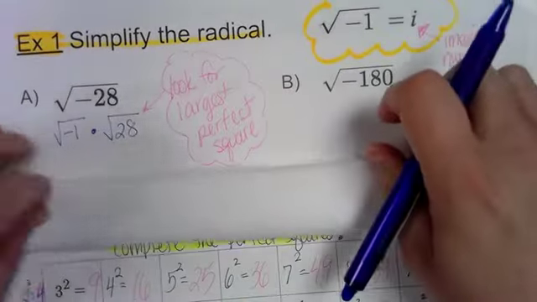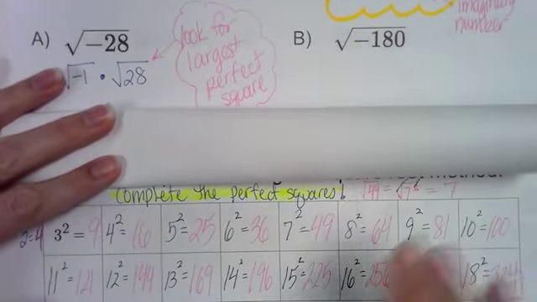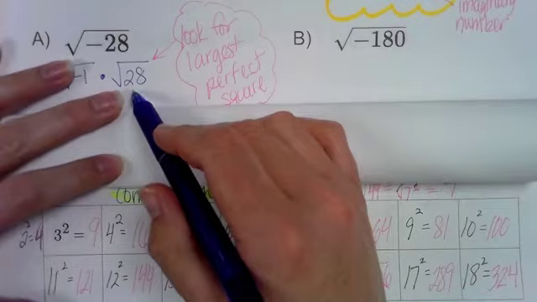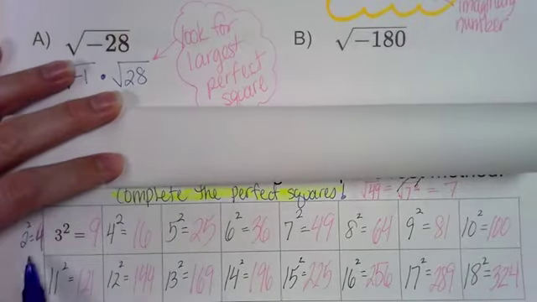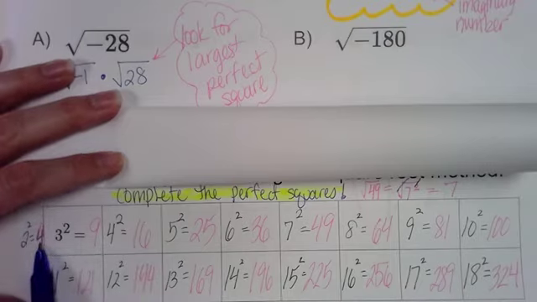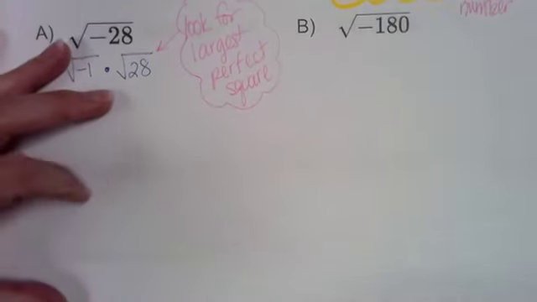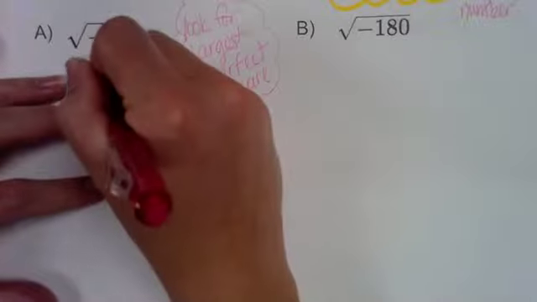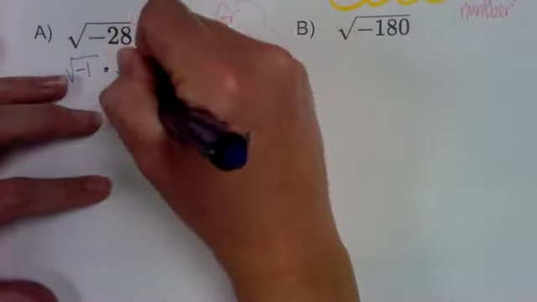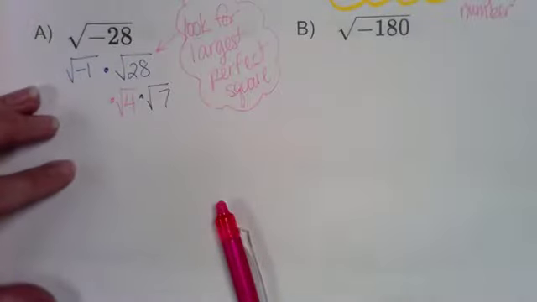I can just fold it up. I knew there was a reason I did that. Okay. All right, 28. We want to break it apart. What is 28 divisible by? 4. Is it divisible by 9? No. 16? No. 25? Definitely not. The largest perfect square it's divisible by is 4. So 28 breaks apart into the square root of 4 times the square root of 7.